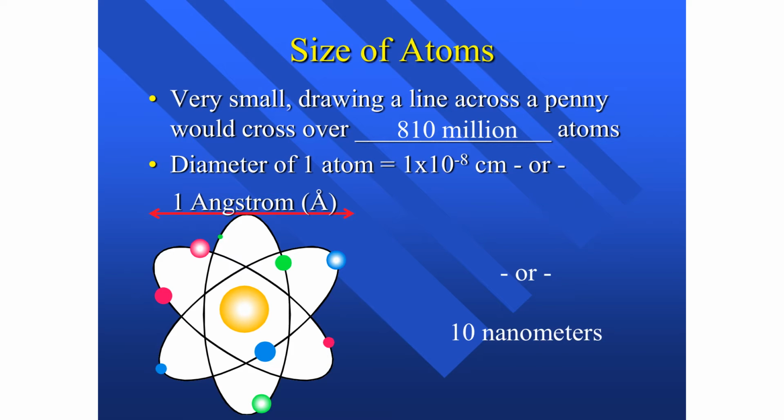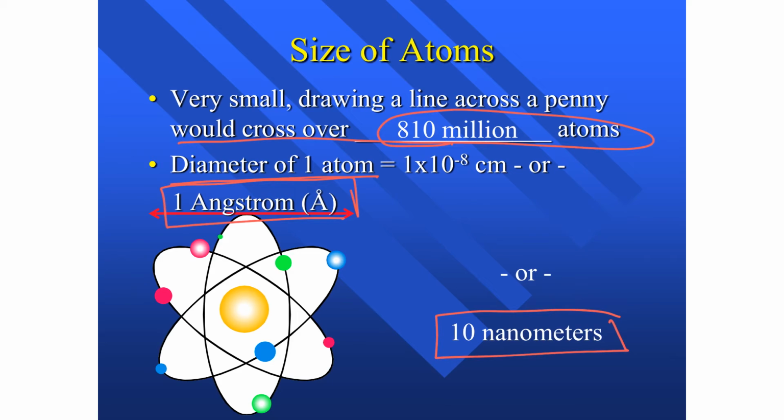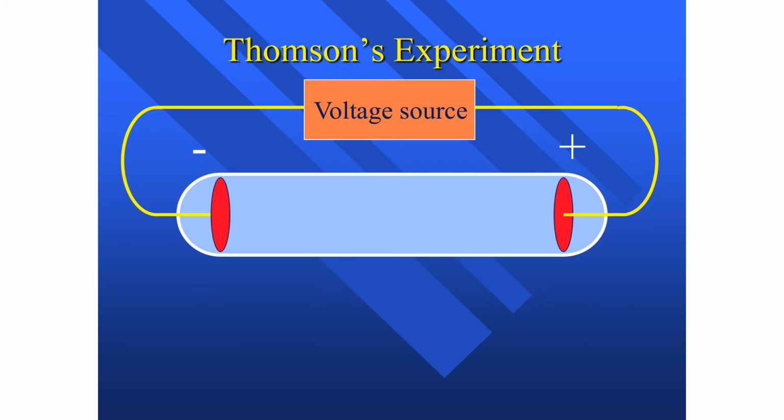So how big is an atom? You watched a video, or you will soon watch a video, about how tiny atoms are. A line drawn across a penny would be 800 million atoms. The diameter of an atom is 1 times 10 to the minus 8 centimeters, or what we call 1 angstrom. And 1 angstrom is 10 nanometers. So very, very small.